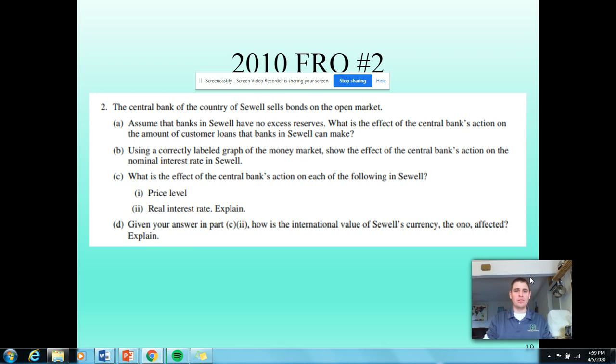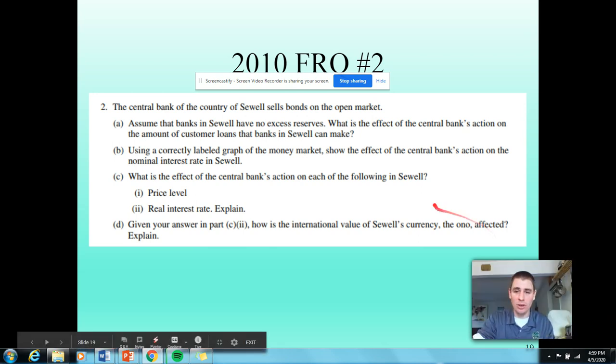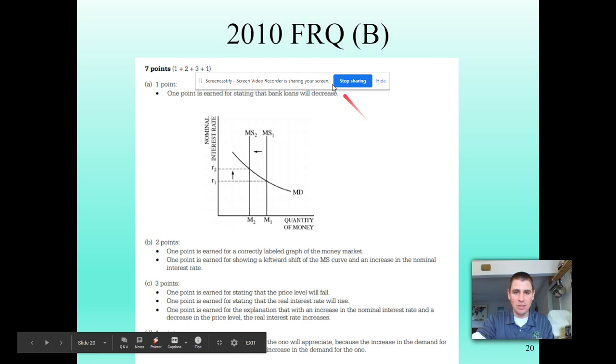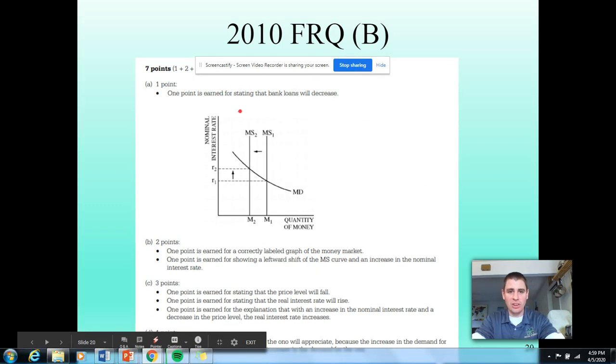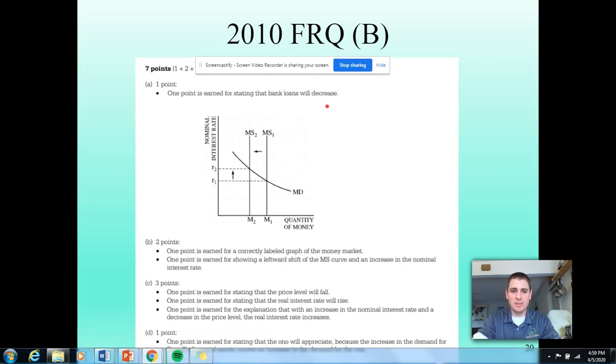Excuse me, the opposite. The central bank sells bonds. So if they're selling bonds, it's causing the money supply to shrink. They're giving the commercial banks the bonds, in which case they're taking the cash from the commercial banks. If they're taking cash, the commercial banks have less money that they can loan out. So 1 point is earned for stating that bank loans will decrease.